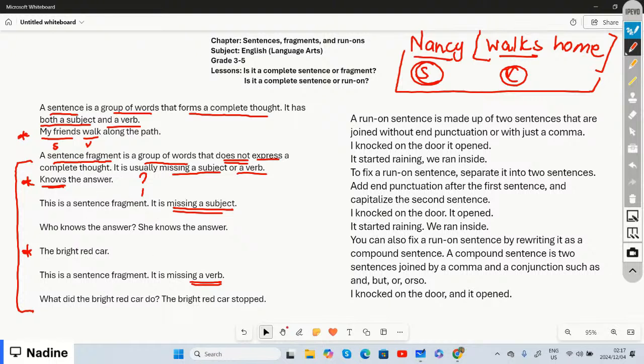So that is a sentence fragment. It is either missing a subject or it is missing a verb, which means that it is not a complete sentence.